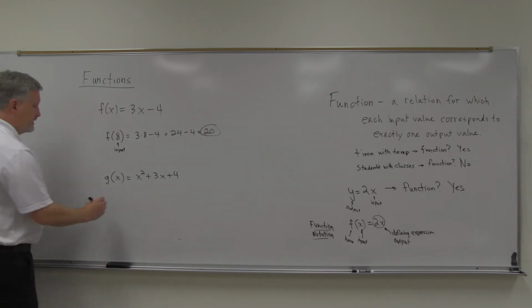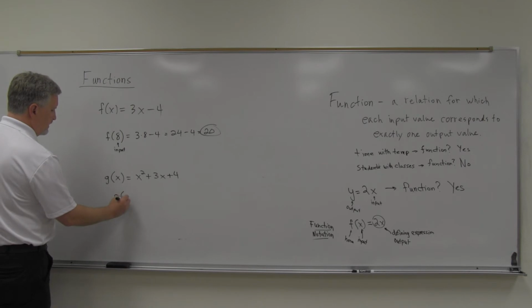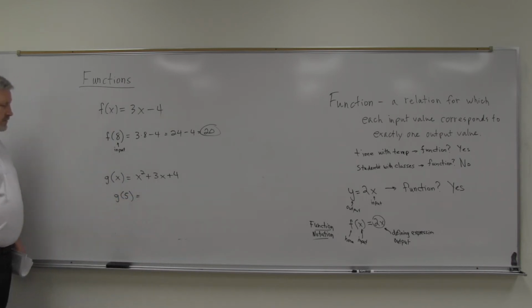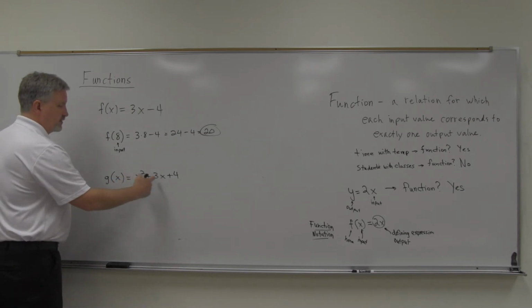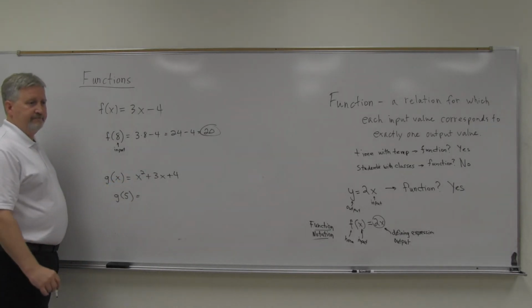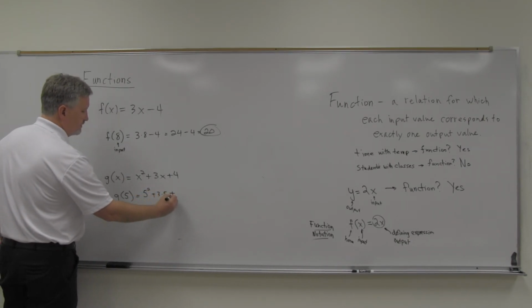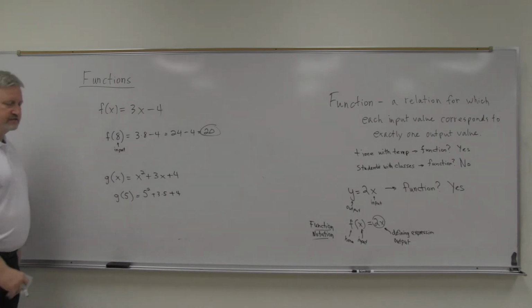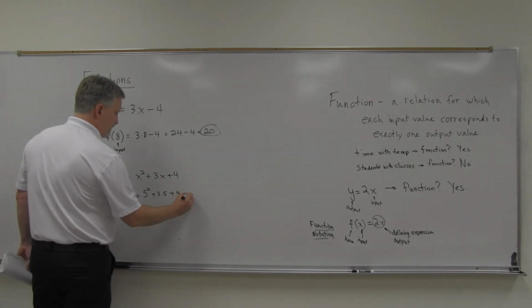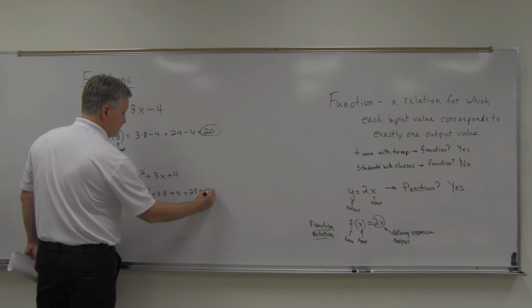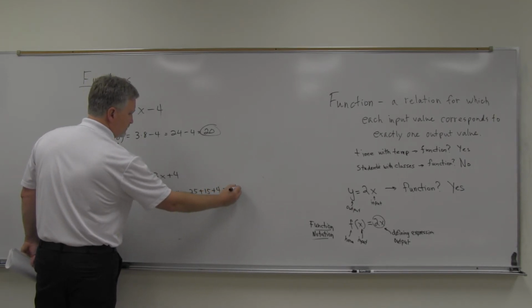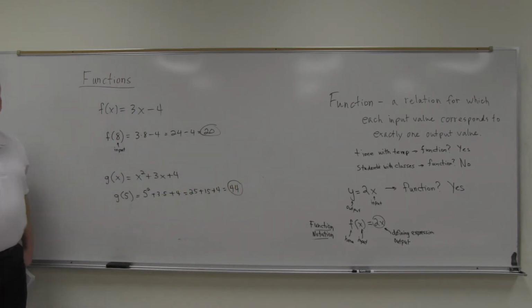All right, so on this one, let's do g of 5. Well, again, that means input the x to be 5. In this particular case, I've got two places to input it. So I've got 5 squared plus 3 times 5 plus 4. 3x is 3 times x. So what does that give me? 25 plus 15 plus 4, that's 44. Sound right? Believe that?